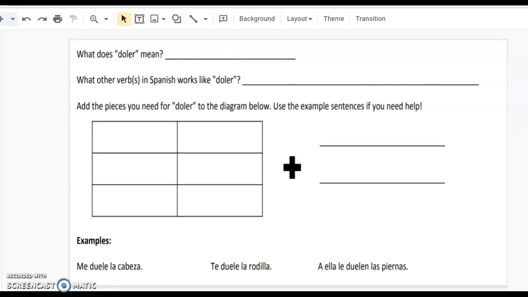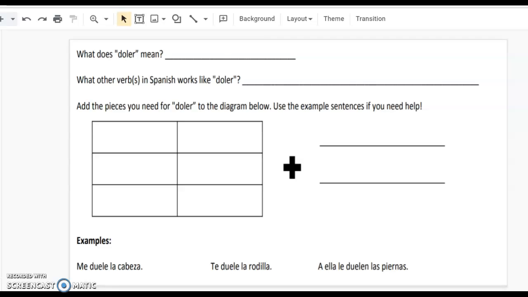Okay, this little video is if you need some assistance completing this independent assignment. First question, what does doler mean? And you'll have to insert some text boxes to answer these questions. The verb doler, an ER verb, also a stem changer, O to UE, means to have pain. Doler, to have pain. What other verbs are going to function like this one?